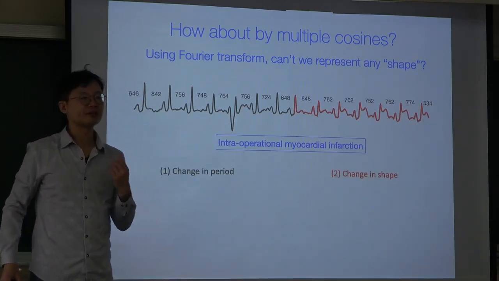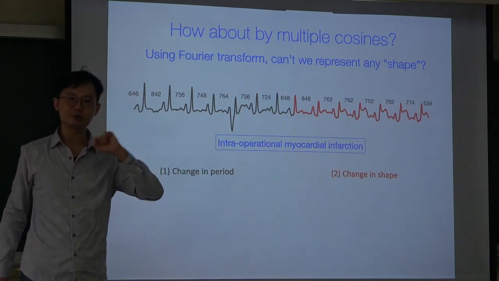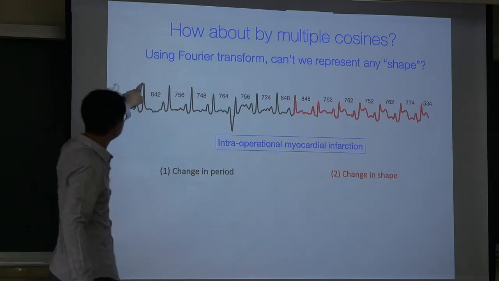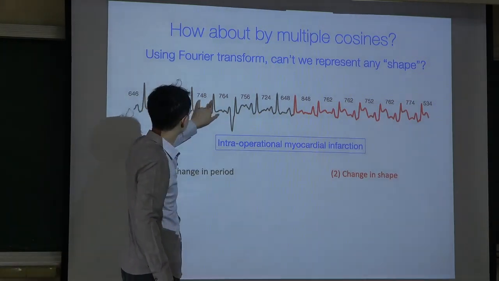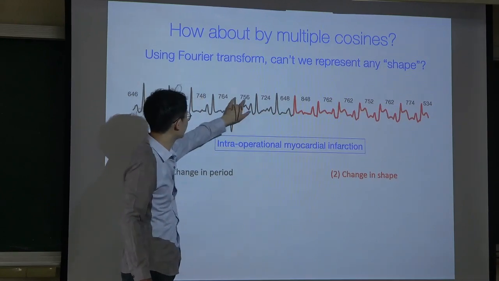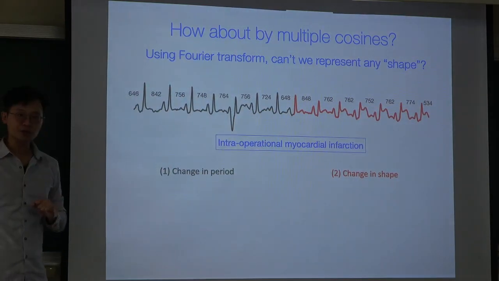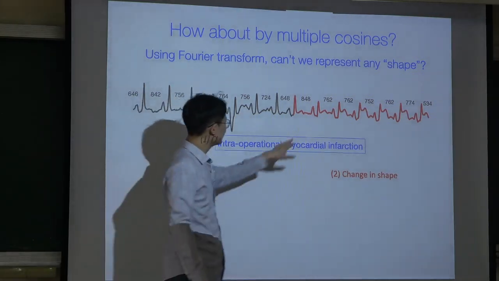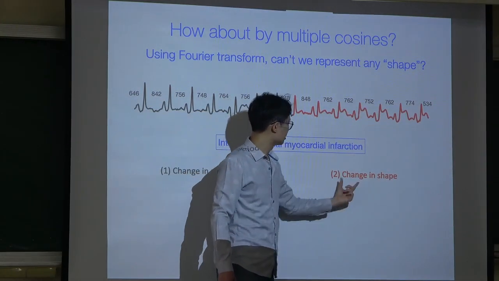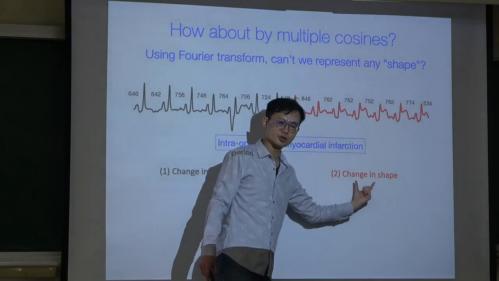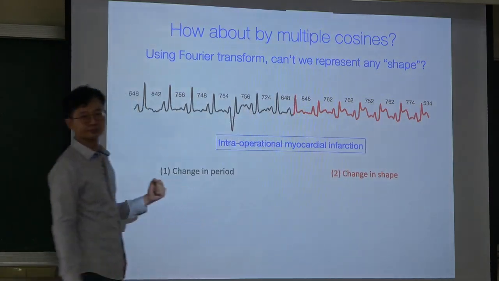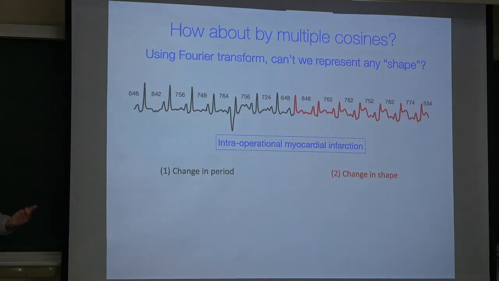What do you observe from this signal? You observe two ingredients. The first one is the peak-to-peak interval. The length changes from cycle to cycle. It's not fixed. Also, as I told you, there is some ST elevation, so you can see the shape changes. Agreed, isn't it?